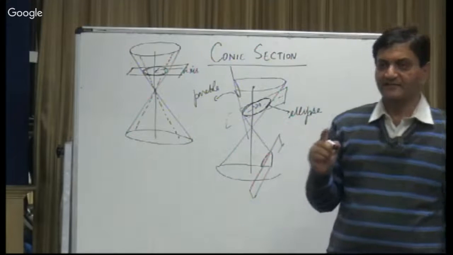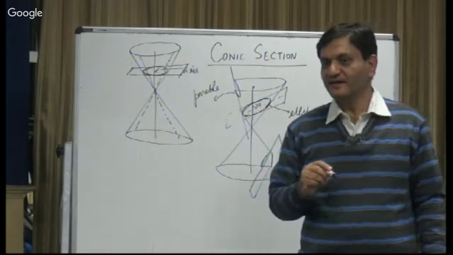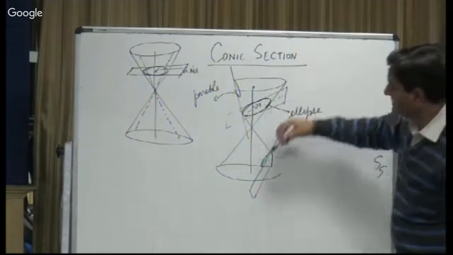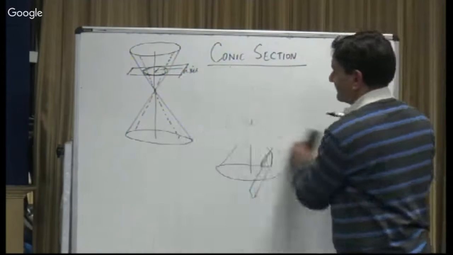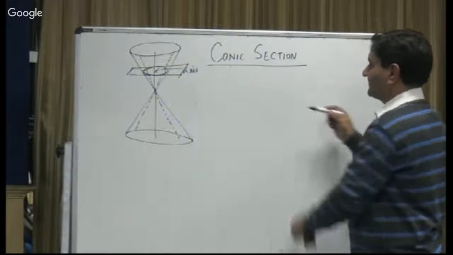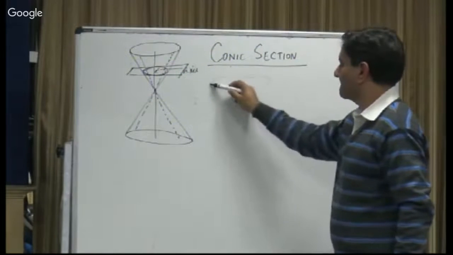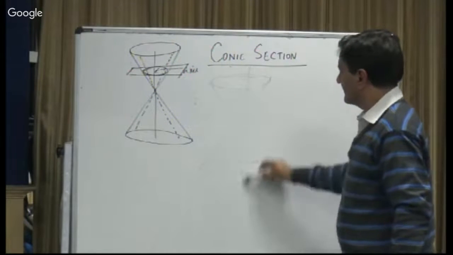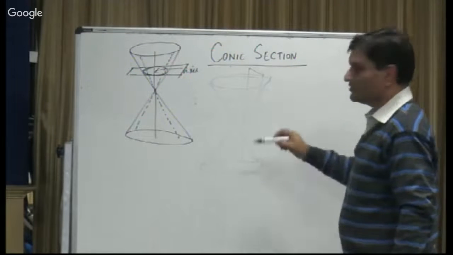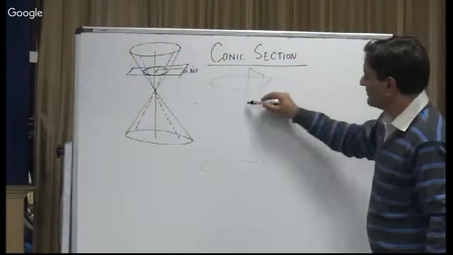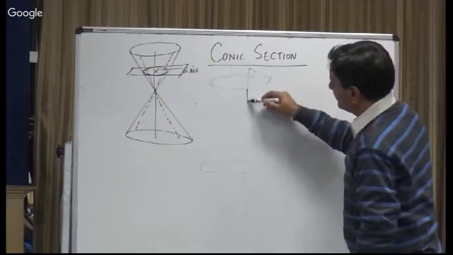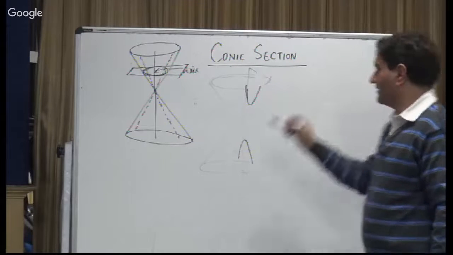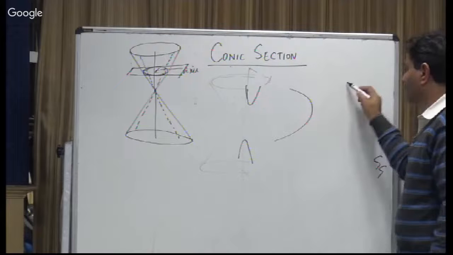Now, finally, you can have a hyperbola as well. Hyperbola you will obtain if you cut it parallel to the axis. If the plane is parallel to the axis, see, if the plane is like this, then what sort of curve will be formed? A hyperbola. The shape of the hyperbola will be like this, right? So in fact, this sort of a curve will be formed.